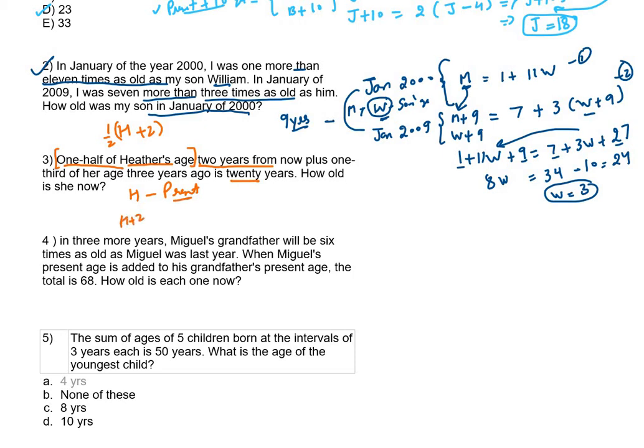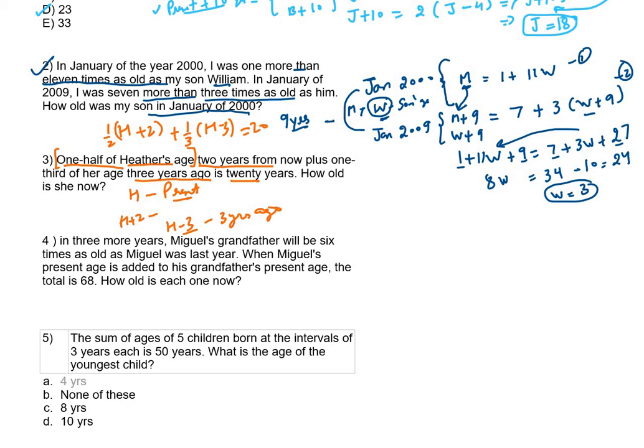So 1/2 will be half of h plus 2, plus 1/3 of her age 3 years ago. So what was her age? This is the present age, this is after 2 years, and 3 years ago will be h minus 3. So 1/3 of her age 3 years ago will be 1 by 3, h minus 3, equal to 20. So we got the equation, right?